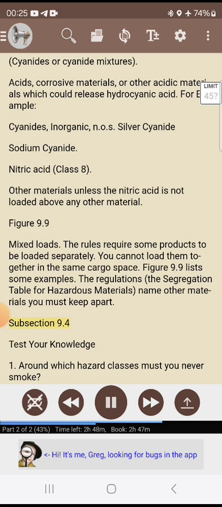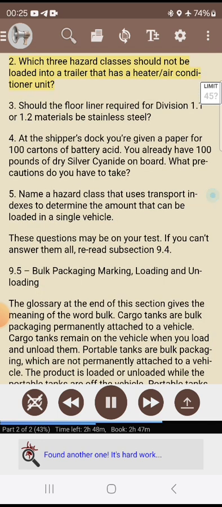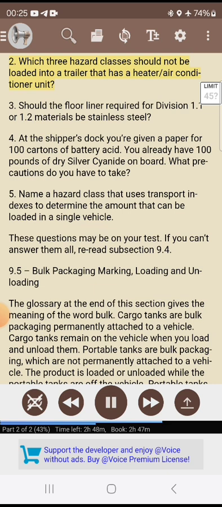Subsection 9.4. Test your knowledge. 1. Around which hazard classes must you never smoke? 2. Which 3 hazard classes should not be loaded into a trailer that has a heater or air conditioner unit? 3. Should the floor liner required for Division 1.1 or 1.2 materials be stainless steel?